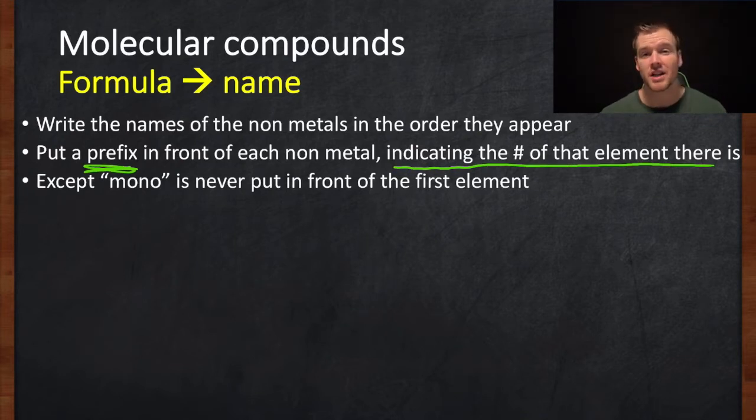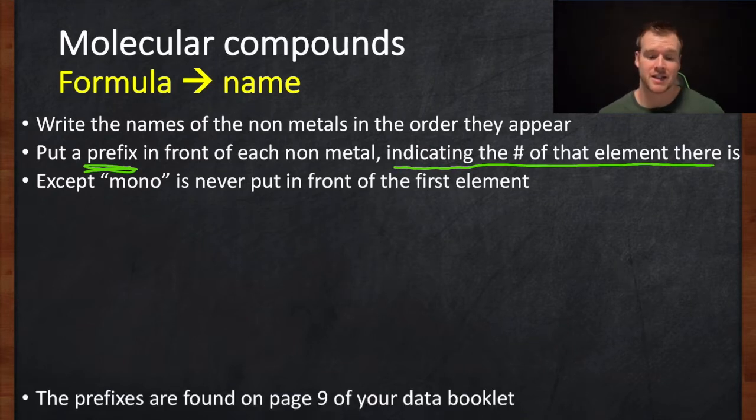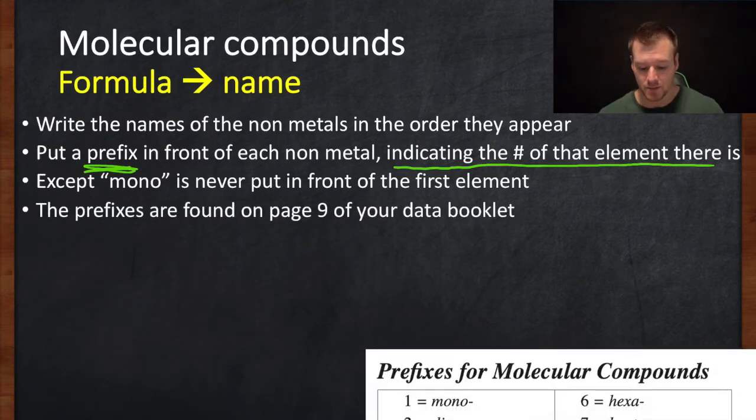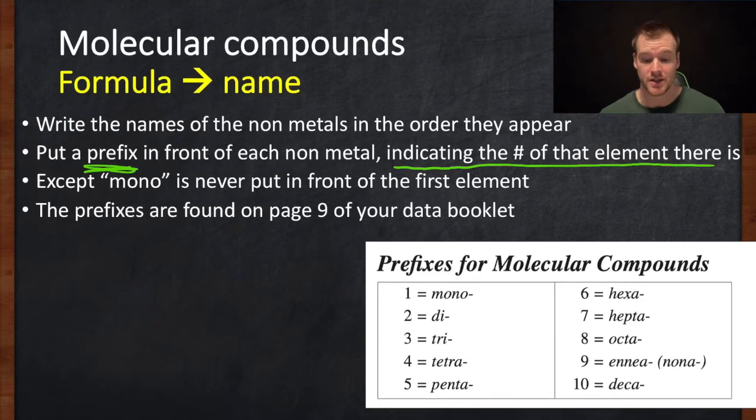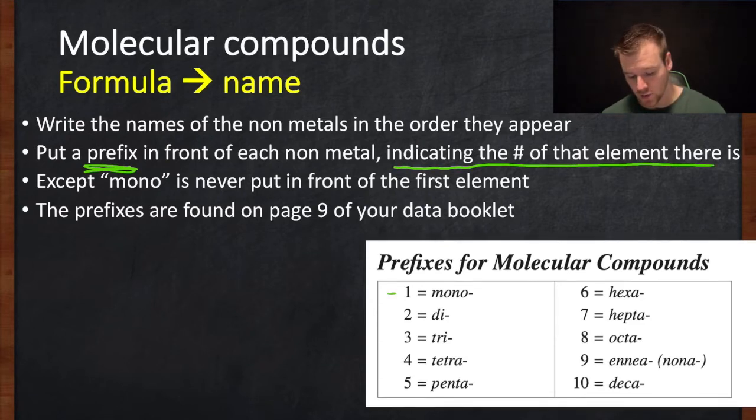The prefixes are not too hard to memorize, but you do have access to them. They are on page 9 of your data booklet, and it looks like this. So we see 1 is mono, 2 is di, 3 is tri, 4 is tetra, 5 is penta, and then we see all the other ones over here. So let's take a look at some examples.